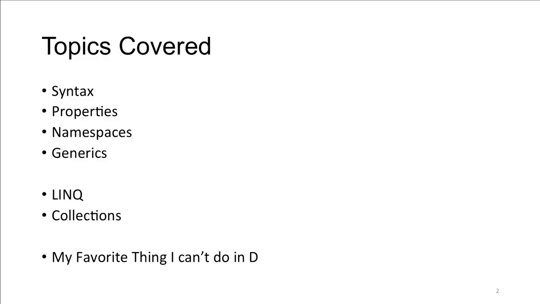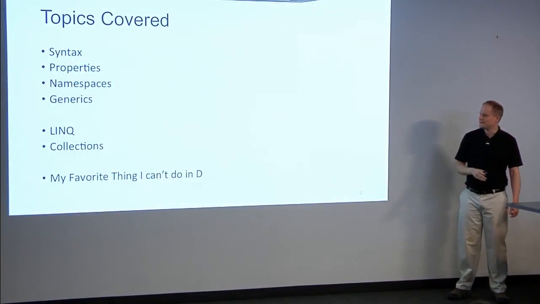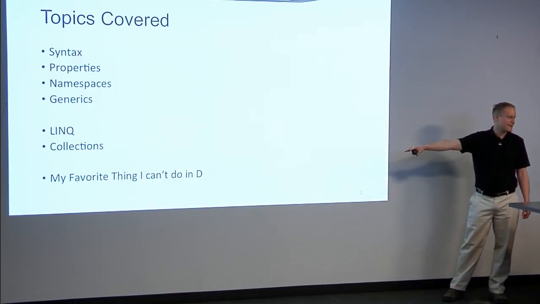We're going to go over some basic syntax, then we'll get into properties, namespaces, and I'm labeling everything in their C# names, and then as we get into them, I'll draw out where they fit into D. And then finally, we're going to finish with the thing that I can't do in D yet, that if I could, I would start moving stuff.